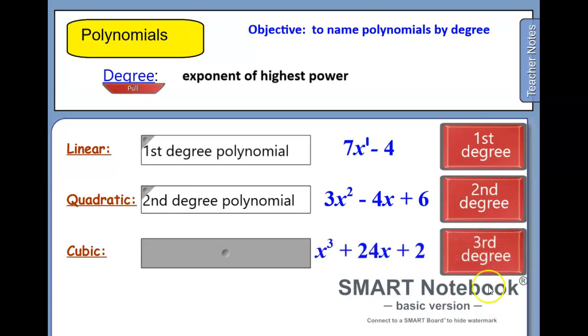Next, this is a third degree trinomial, 3 terms. Highest exponent is a 3. That's cubic. A cubic expression is a third degree polynomial, no matter how many terms it has in there. First degree, power of 1. Second degree, power of 2, quadratic. Third degree, cubic.